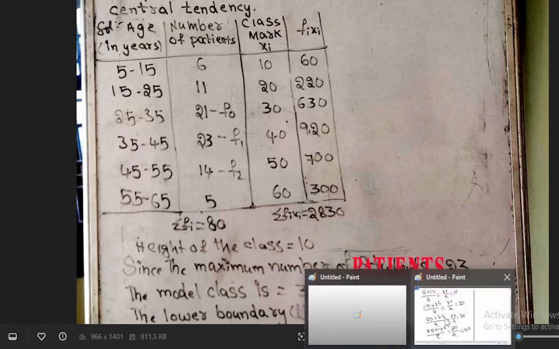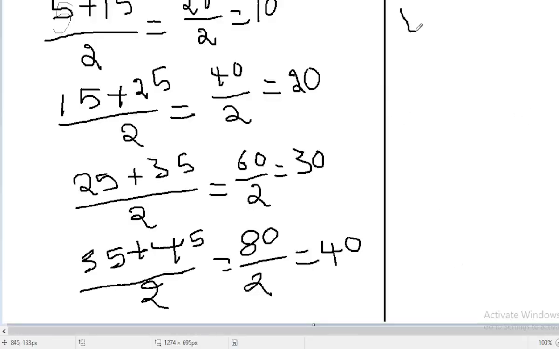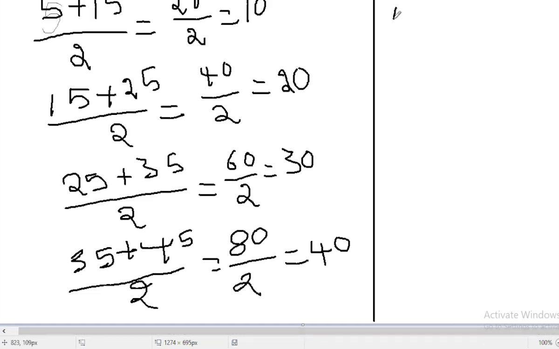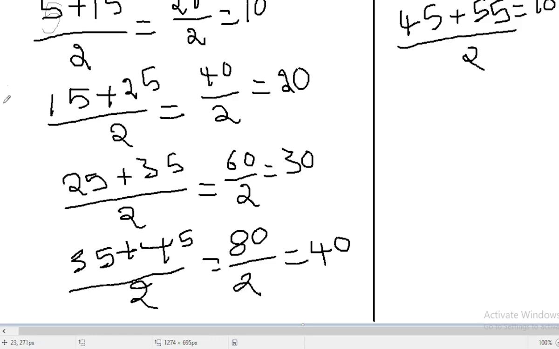Then the next one, 45 to 55. Taking the average of the next class boundaries, we get the midpoint of the next class, that is 50.